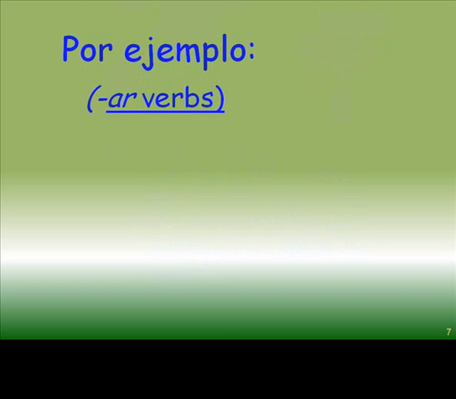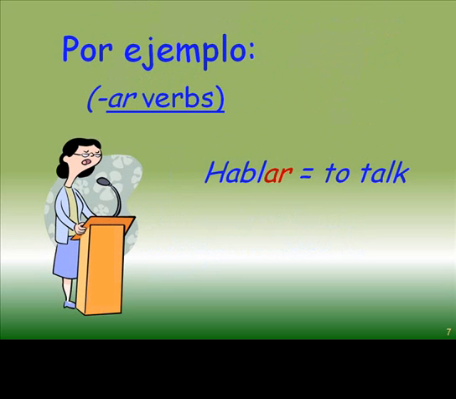All right, por ejemplo. So, for example, we have AR and we have the following: hablar, which means to talk. That's the infinitive in English and also in Spanish. Now we need to put this in the past tense, saying I talked, you talked, he or she or you formal talked, we talked, you all in Spain, which is the vosotros conjugation, talked, and they or you all formal also talked.